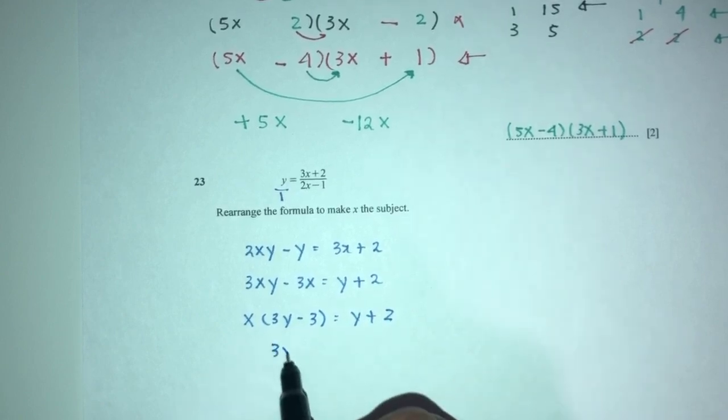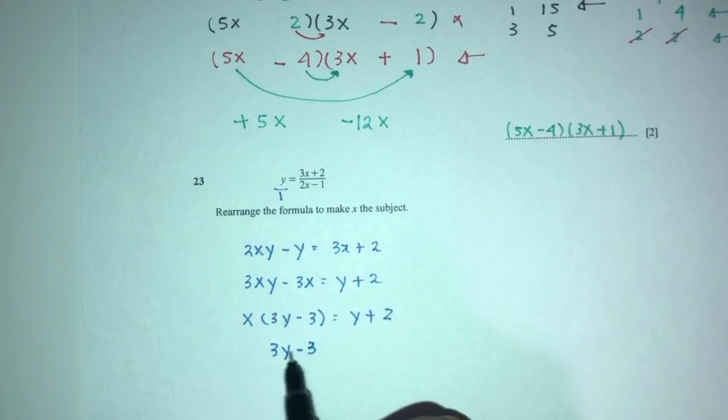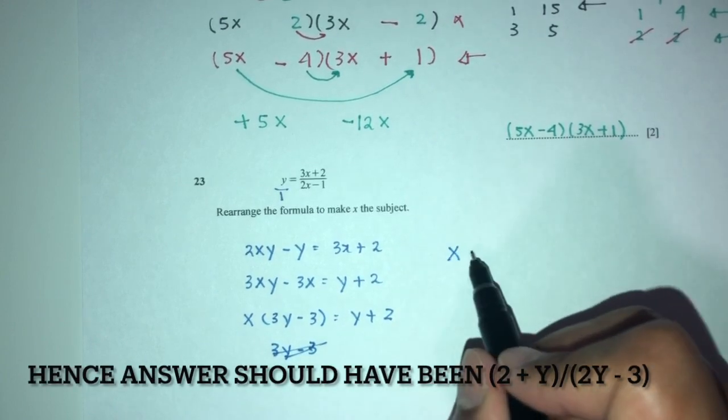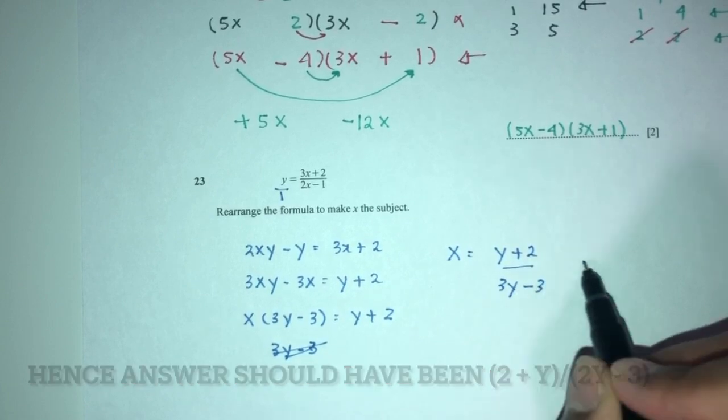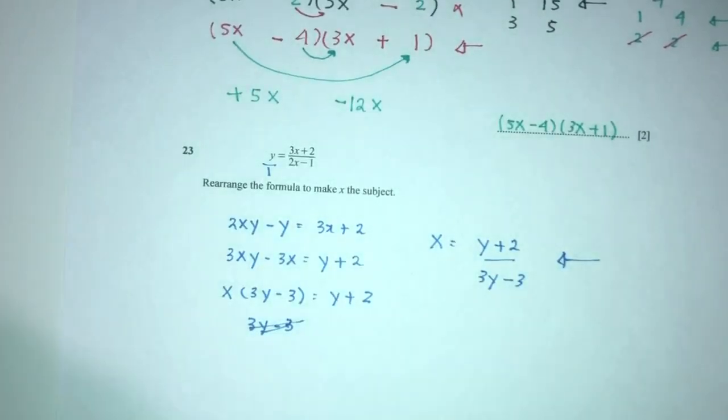So finally, 3y minus 3 will be sent over here. So you have x equal to (y plus 2) over (3y minus 3). This is how you make x the subject of this fraction.